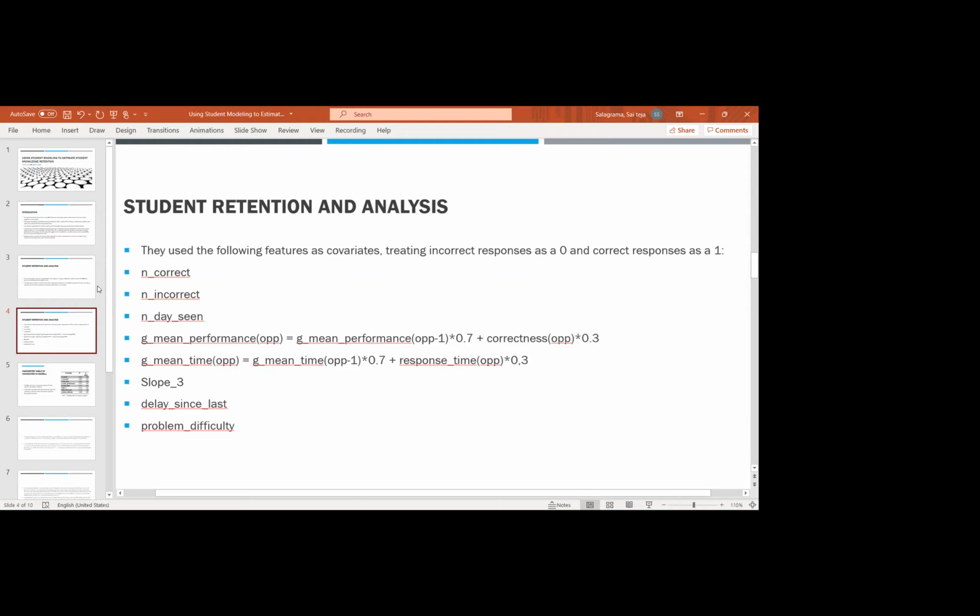So this feature was designed to account for a gradual forgetting of information by the student. And coming to the last, problem difficulty, it is a term that represents the problem easiness in our model. It is represented using the percent correct for this problem across all the students, where the higher the value is, the more likely the problem can be answered correctly.